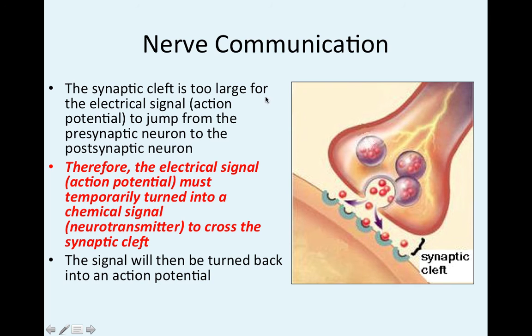So the synaptic cleft is too large for an electrical signal to just jump. Okay. So the action potential can't just jump across this little space. Therefore, the electrical signal, the action potential, must turn temporarily into a chemical signal, which is a neurotransmitter, to cross the synaptic cleft. So the action potential is going to cause the release of a neurotransmitter which comes across that synaptic cleft, and there's receptors on the other side that receive that neurotransmitter and either carry on the message or perform the effector.